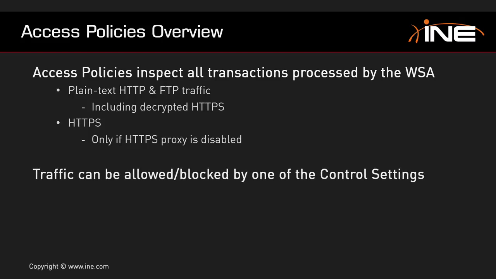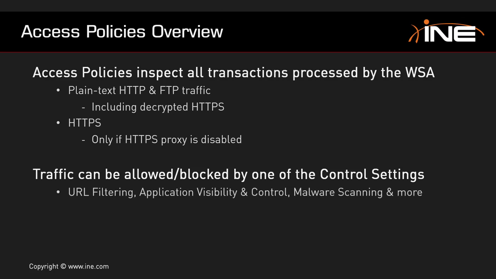Now, as I said, the main role of the access policy is to give us the option of controlling communication and controlling transactions. This is generally performed by using multiple engines, or just sub-engines, of the WSA, ranging from URL filtering through application visibility and control, through malware scans, data security policies, and a few more. So we have different engines for different elements that might be subject to the inspection.